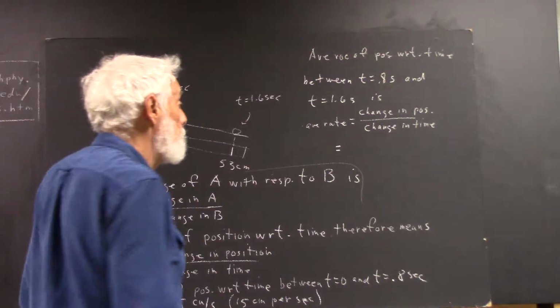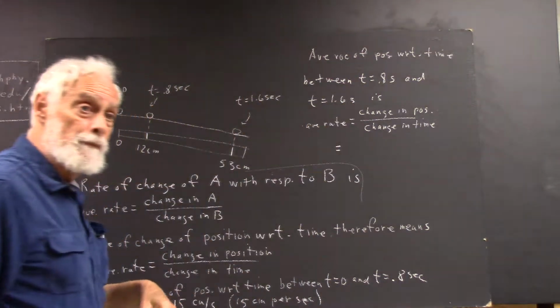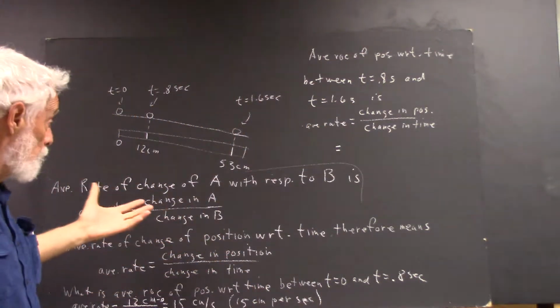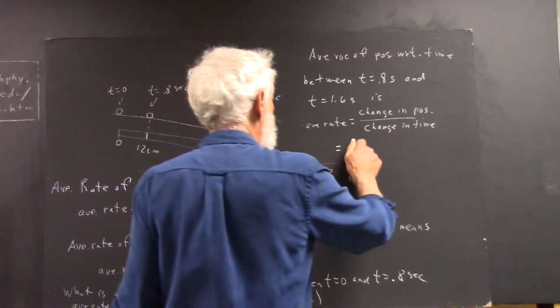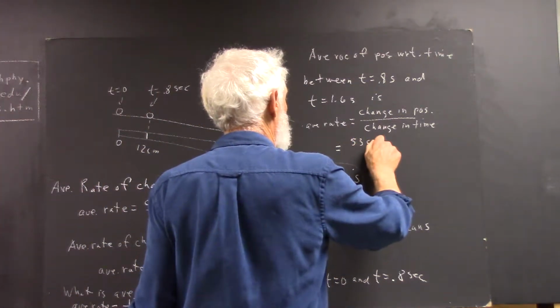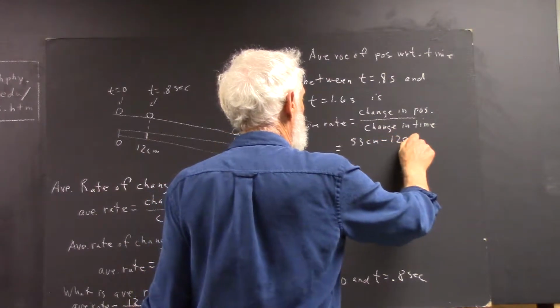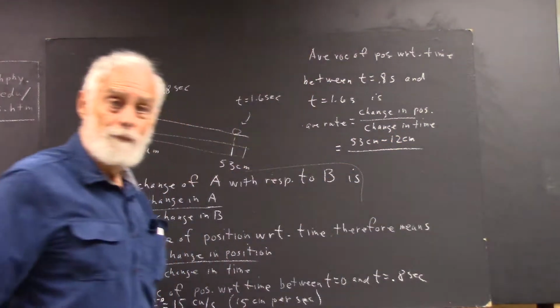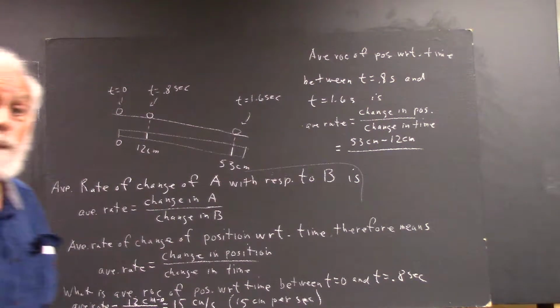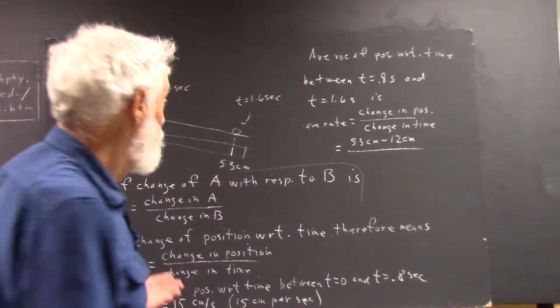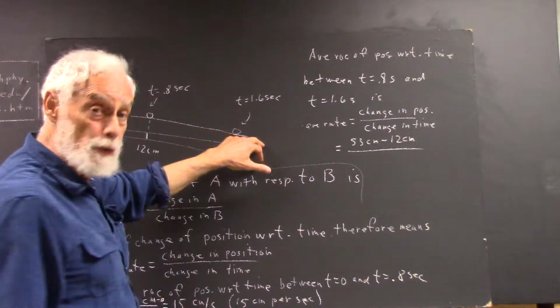So our change in position, what are our two positions? They're 12 centimeters and 53 centimeters. So that's going to be later position, 53 centimeters, minus 12 centimeters, the earlier position. Okay? And then, what about the change in clock time? 0.6. I'm sorry? 0.8. Yeah, we're going to have to use the 0.8 seconds and the 1.6 seconds.